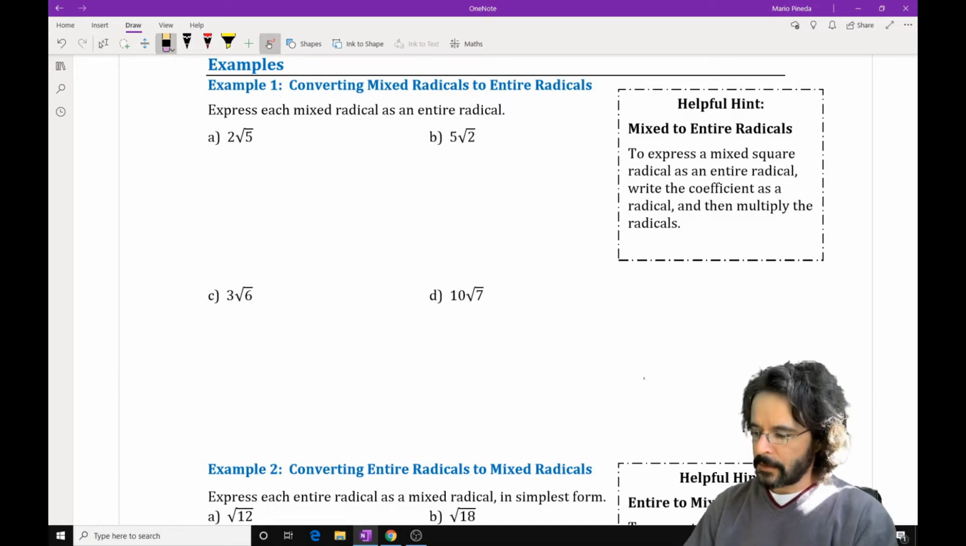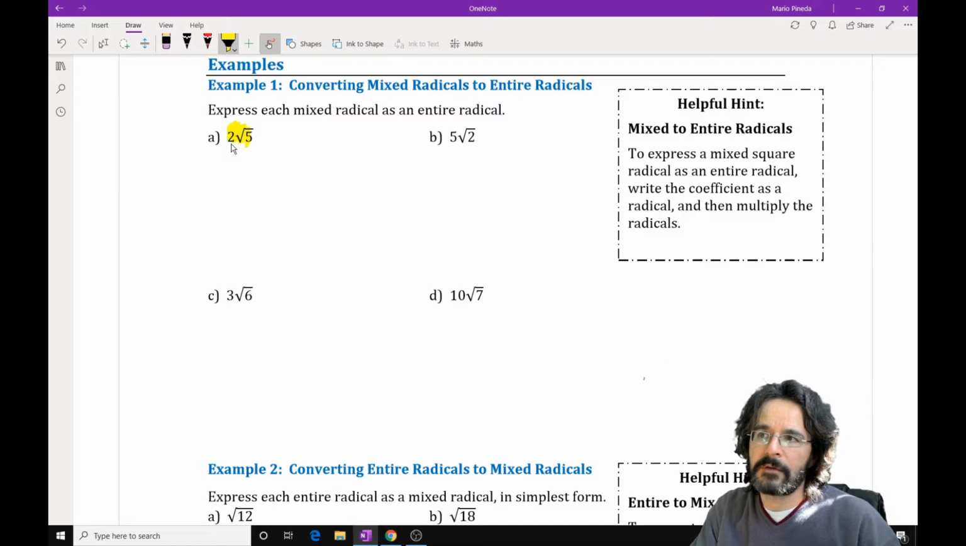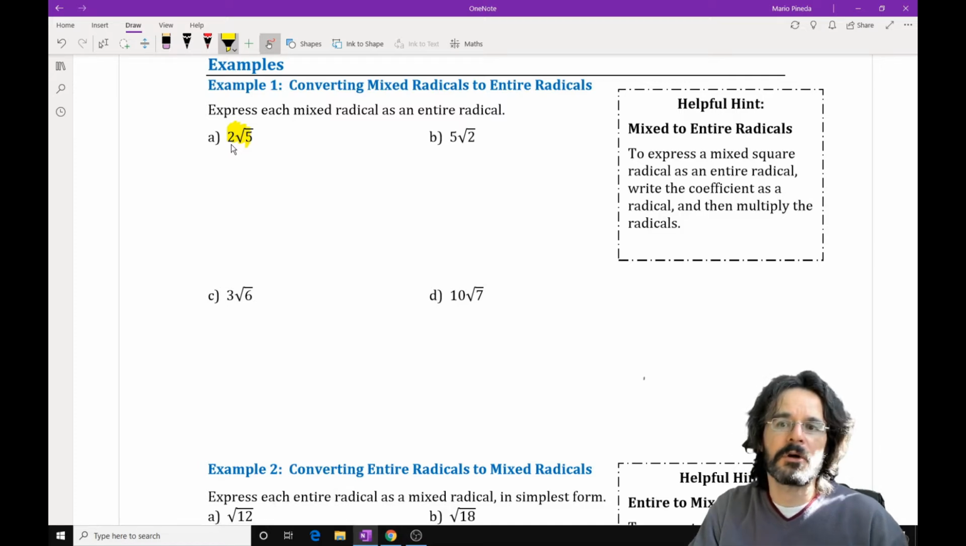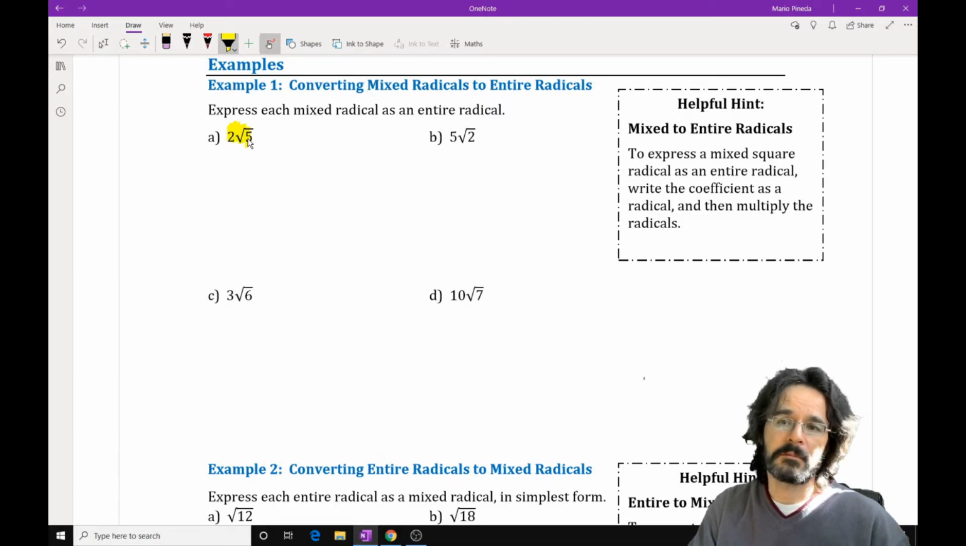So in example A here we have a mixed radical. A mixed radical is any radical where you have a numerical coefficient in front of the radical. So the coefficient here is 2, and we want to convert this to an entire radical. In an entire radical, you will not have a coefficient in front of the radical. Everything will be under the radical symbol.